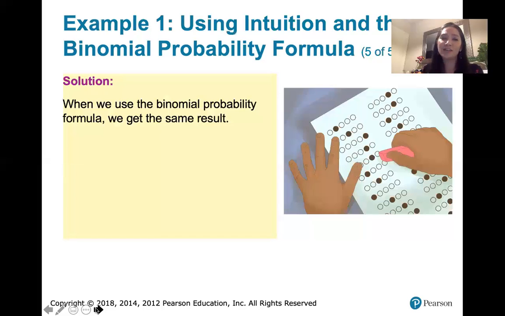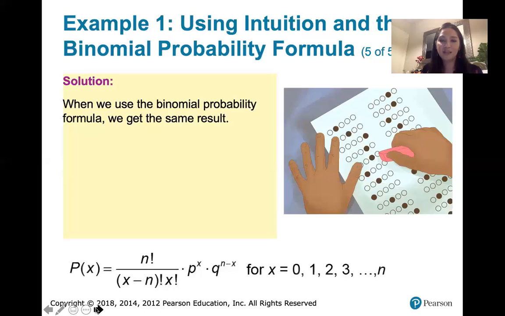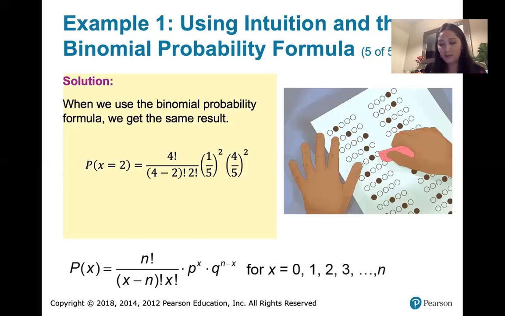Now, I wanted to show you that if you use the binomial probability formula, you're going to get exactly the same result. So there's our formula. Here we're talking about guessing on 4 problems. And we want to know what's the probability of getting exactly 2 of those correct. So X is equal to 2. Using this formula, we've got N factorial over 4 minus 2 factorial. That's N minus X factorial times X factorial. That's the number of ways that you can choose 2 of those problems to be correct.